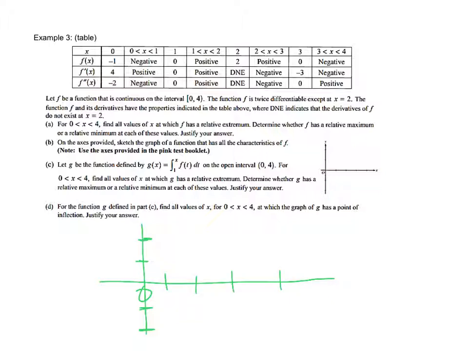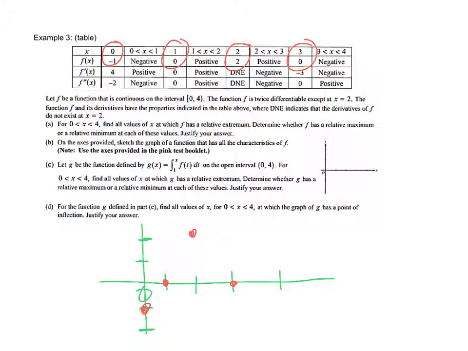Okay. So the first thing I'm going to do is look: did they give me any points, right? So they did. They said that at x equals 0, y is negative 1. So I'm going to plot that one. At x equals 1, y is 0. At x equals 2, y is 2. And at x equals 3, y is 0. So they gave me those points.